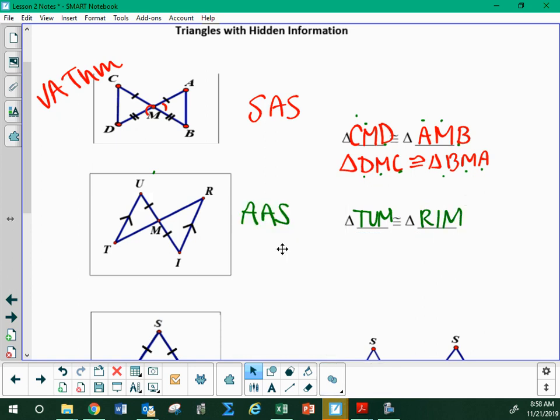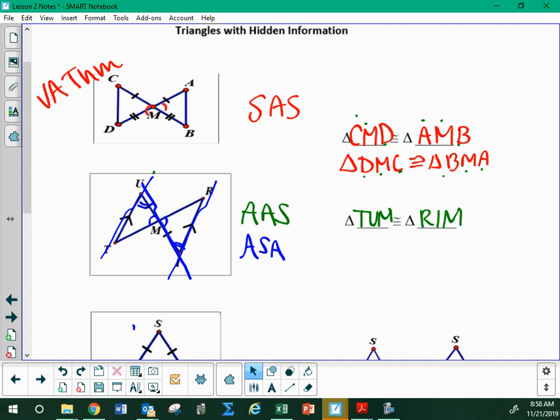Okay, so what if we still did vertical angles, but we instead did the other set for the other transversal? Then these would be my alternate interior. And notice now my method would change. Now I have angle, side, angle. Our congruency statement would still be the same, but our reasoning for it would be different.